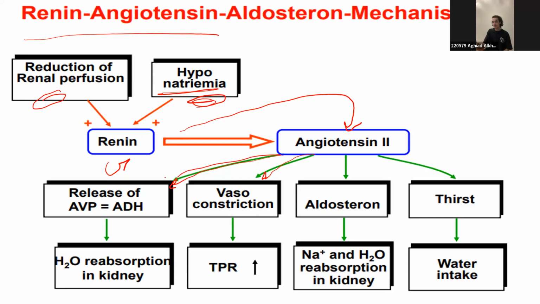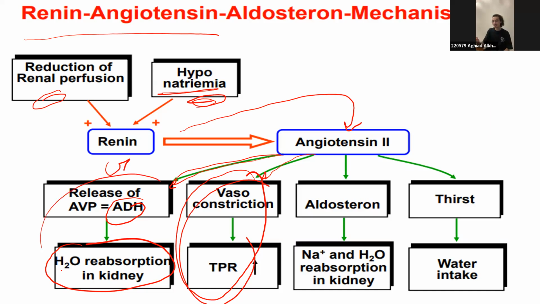So it releases ADH and increases the absorption of water. It causes vasoconstriction and increases total peripheral resistance because it senses that there's too little blood. We want to increase the pressure for now. That's a very, very important precaution we take. We increase the pressure so the blood can move while also increasing the amount of water we're retaining, okay? And that happens by vasoconstriction and release of ADH.